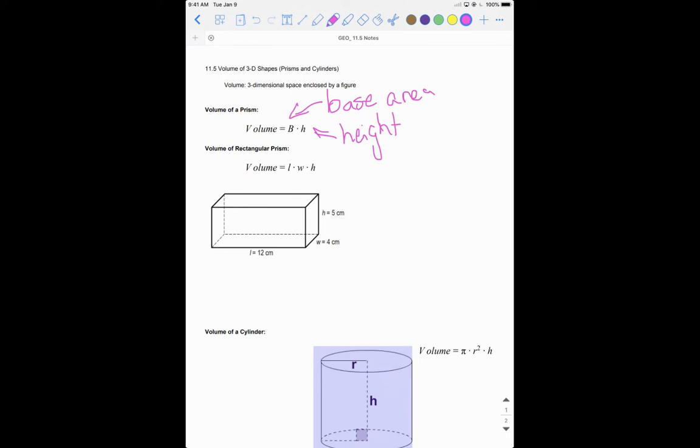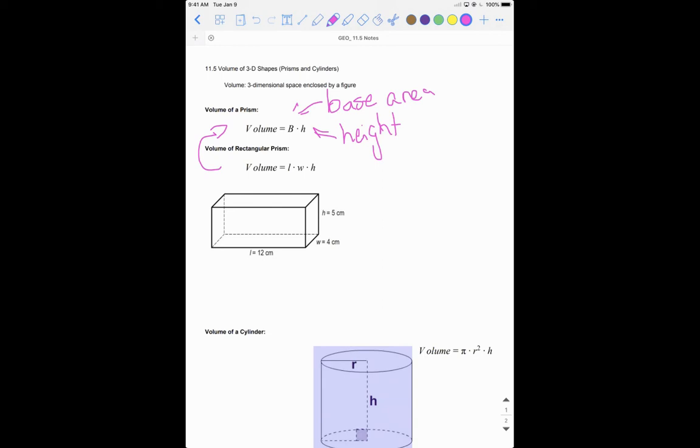So rectangular prisms, we get a volume of length times width times height. And if we connect this back to the previous one, our base area, right? So our base is this rectangle. And in order to find the area of a rectangle, we do length times width. So that's where that comes from. It's just applying this previous formula. And so if we do length times width and then multiply it by height, we get our volume of this rectangular prism.